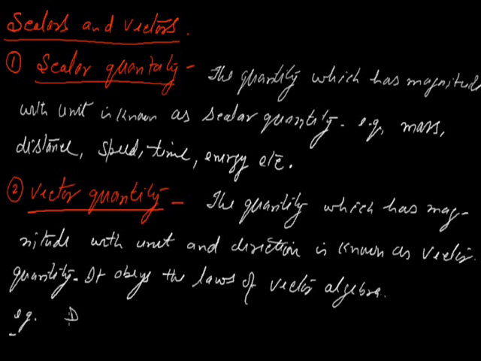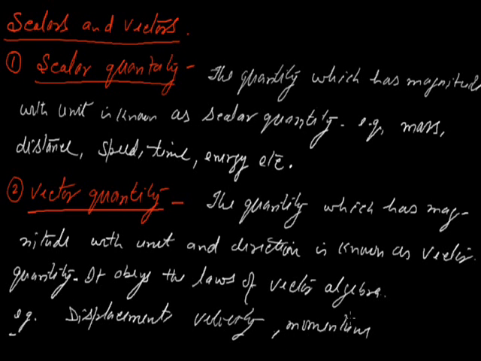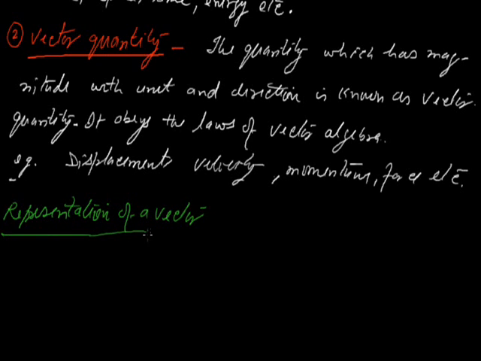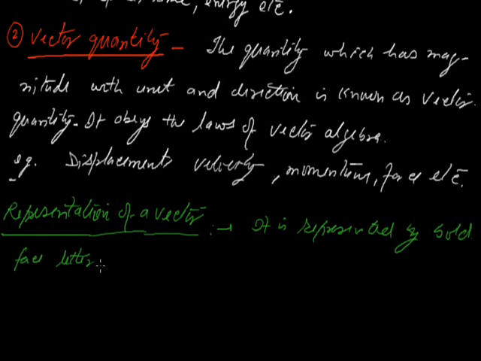Examples: displacement, velocity, momentum, force, etc. Now, the representation of a vector quantity. A vector quantity is generally represented by a bold-faced letter, for example vector A. But in running handwriting, it is not possible.